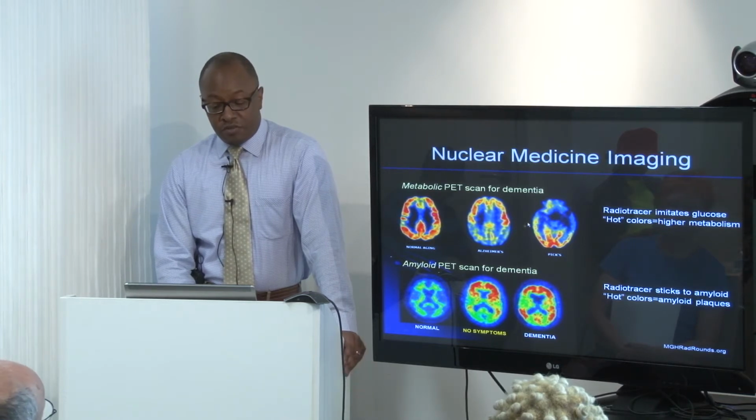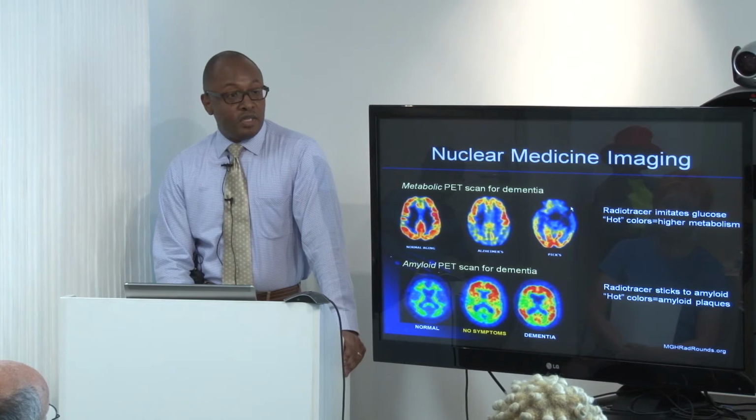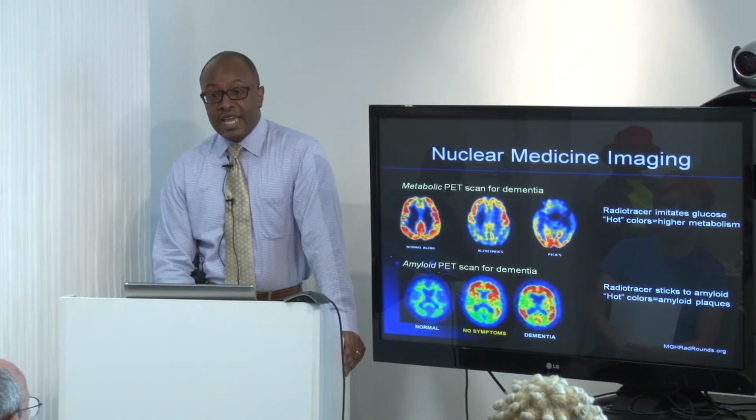On the other hand, with frontotemporal dementia, or Pick's disease, the front part of the brain is less active, as you see here on the right. So that's one use of PET scan, and this is a PET scan that's looking at metabolic activity.